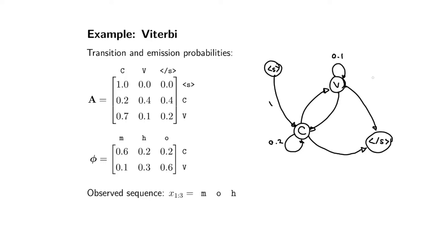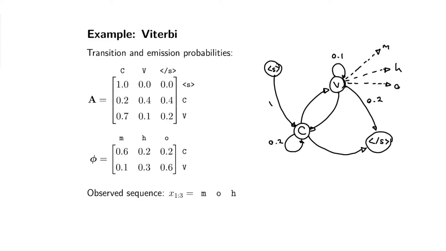Let's just do one more. So ending: when I was in a vowel before, the probability of ending is 0.2. We haven't looked at the emissions yet, so let's do that now. Let's say I'm generating from this model: I do a consonant and output something, and then I move to vowel and output something. If I'm in the vowel state, I can output an M, an H, or an O.